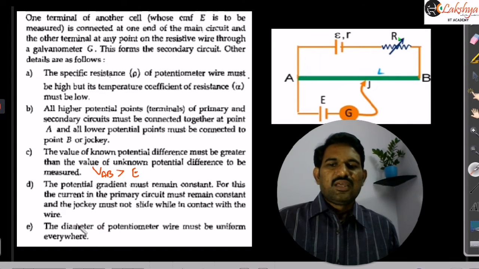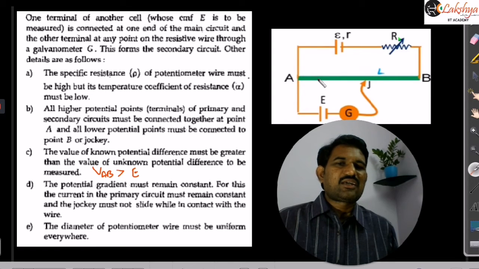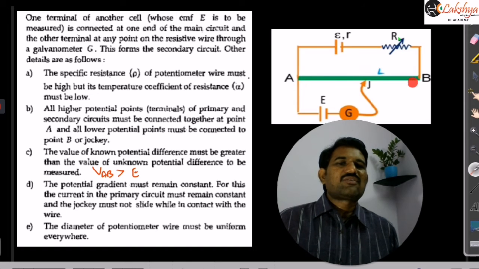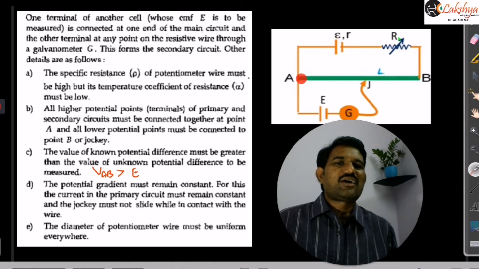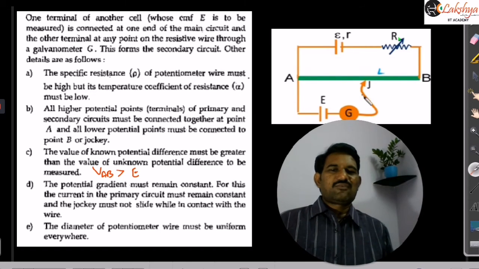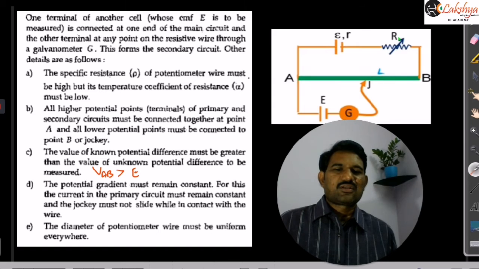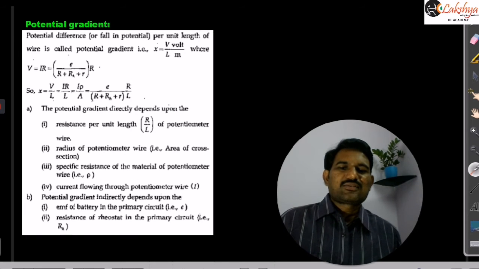The diameter of the potentiometer wire must be uniform everywhere. That means here the resistance, R is proportional to L, as we generally consider. Because of that, the potentiometer wire should have a uniform area of cross section, right? So then let us see about this potential gradient.